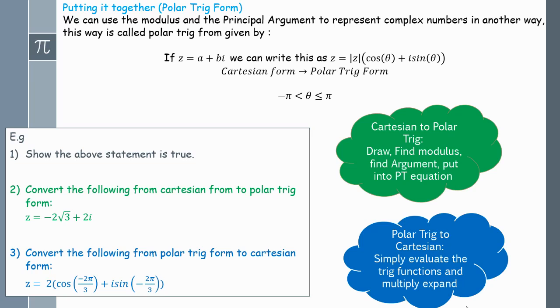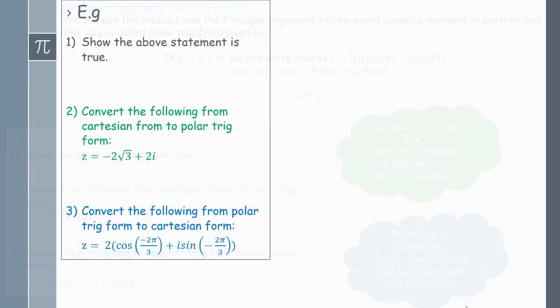To convert from Cartesian to polar trig form, first you draw the point, you find the modulus, you find the argument, and you just sub it into the polar trigonometric form equation. If you're doing the opposite and you're taking a polar trig form and you want to convert it into a Cartesian form, all you do is simply evaluate the trig functions and multiply and expand and simplify. Okay, let's have a look at what I mean.